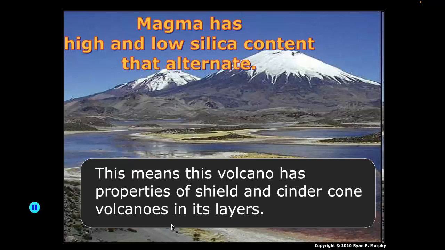And so if you were to dig into the sides of that volcano, you'd find layers of lava from a shield volcano type eruption, and then maybe a cinder cone. And it doesn't always have to alternate back and forth. There could be several eruptions where it is one type or the other, but it has layers. It can erupt either way because it has two different silica contents to its magma.